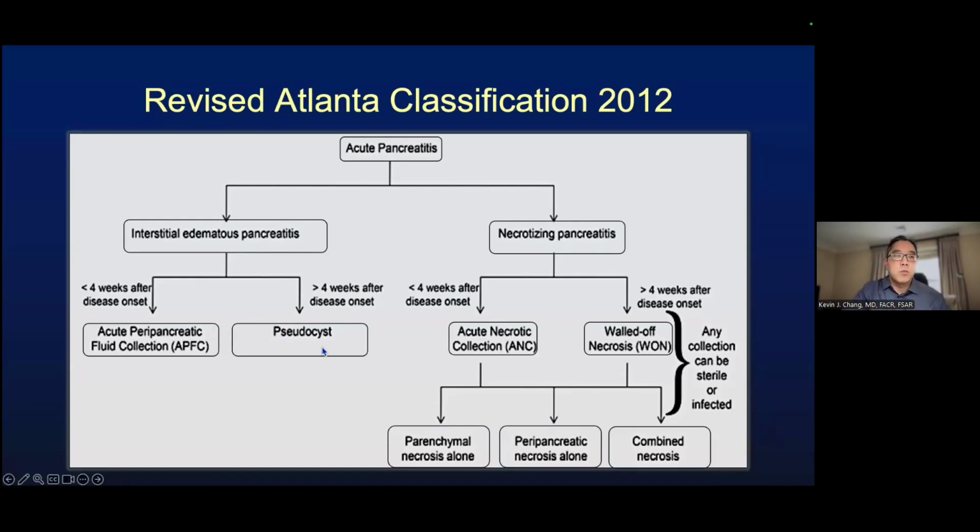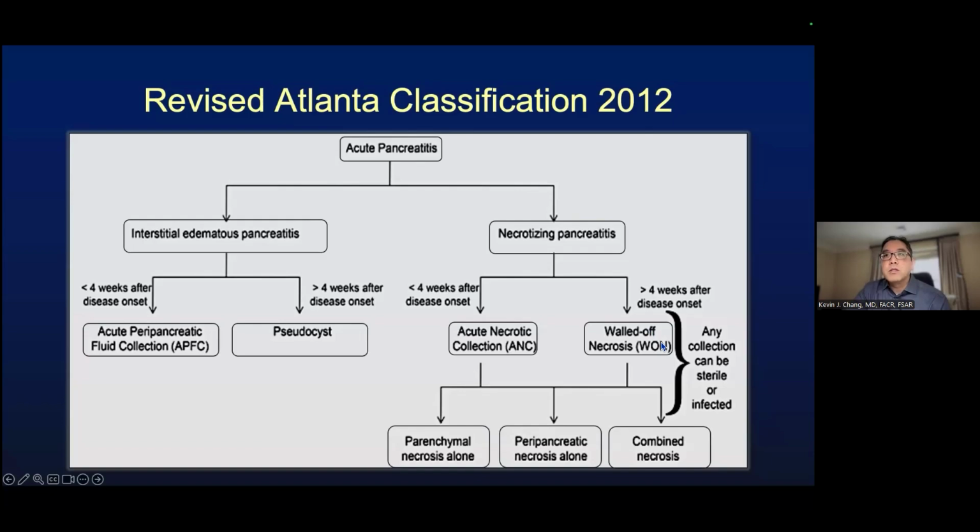And these tend to look more T2 hyperintense and simple in appearance on MR if they're uncomplicated without infection or other debris. Whereas in the presence of necrotizing pancreatitis, these fluid collections are called either acute necrotic collections, if it's within the earlier onset after disease onset, or if they are more organized and walled off, that's when we call them walled-off necrosis.